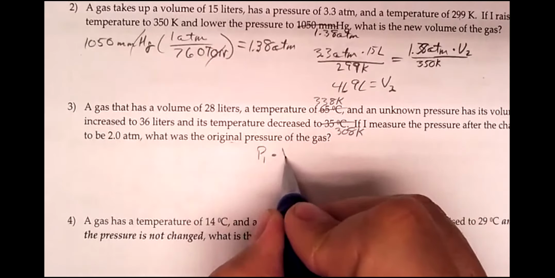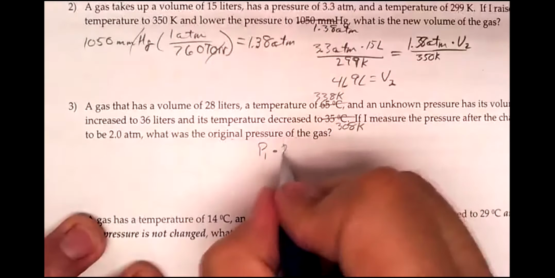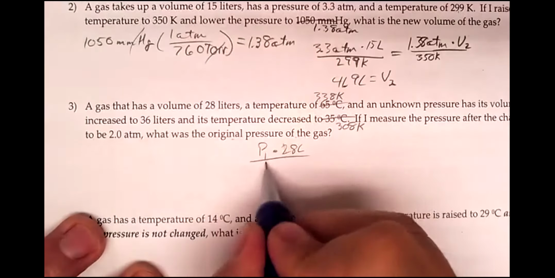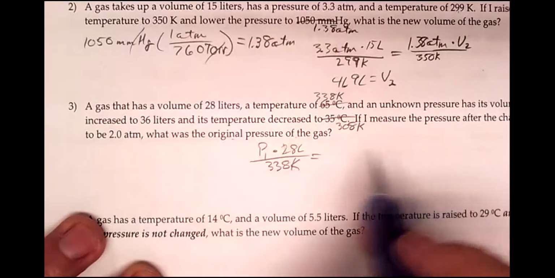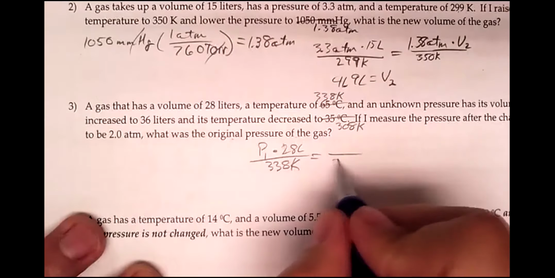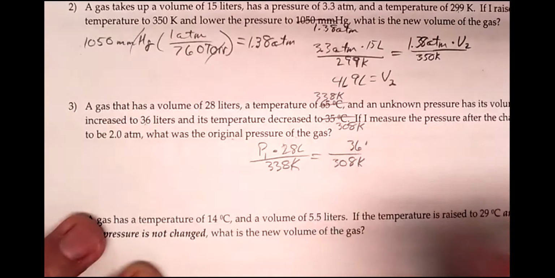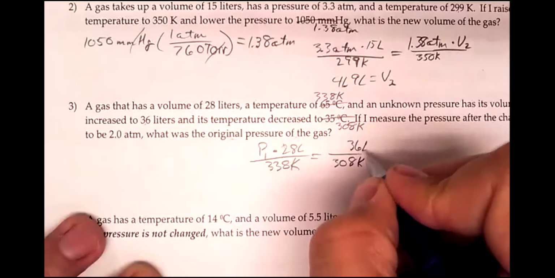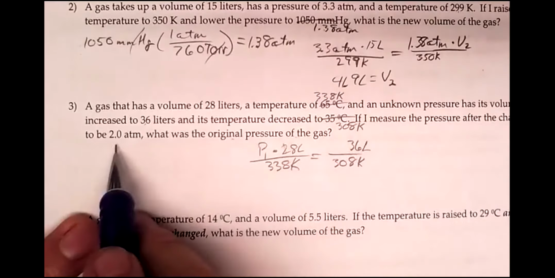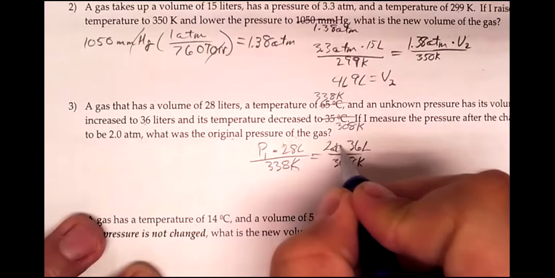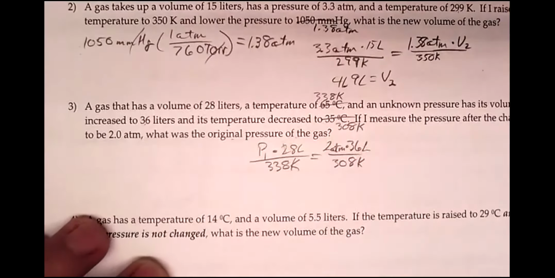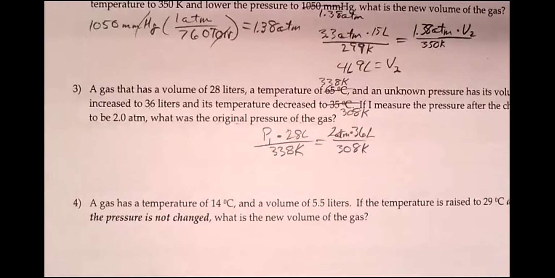The first volume was 28 liters. The first temperature was 338 Kelvin. And the second temperature was 308 Kelvin. And the second volume was 36 liters. And the pressure after the change was 2 atmospheres. And so it's not a big wrinkle, but the tiny, tiny wrinkle is it's going the other direction.